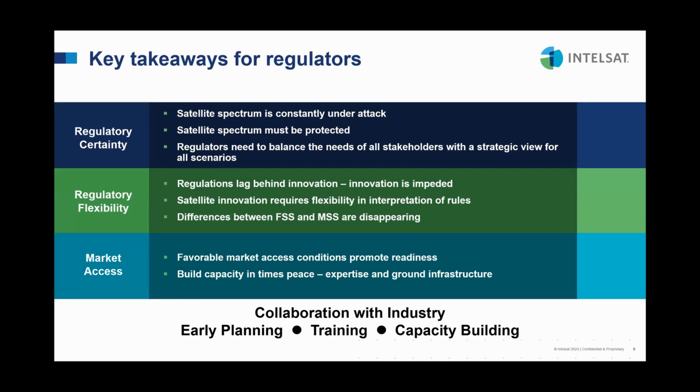Second, regulatory flexibility. Often, as we all agree, regulations lag behind innovation. So do not let regulations impede innovation. One case in point is that the lines between, for example, FSS and MSS, fixed satellite service and mobile satellite service, are disappearing and becoming blurry. So let's not get caught up with specific definitions about FSS versus MSS. Look at the overall service that is being offered. And then the last point is market access. Favorable market access conditions during times of peace lead to favorable outcomes during disasters.